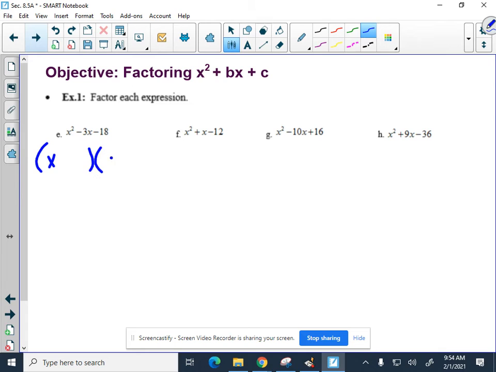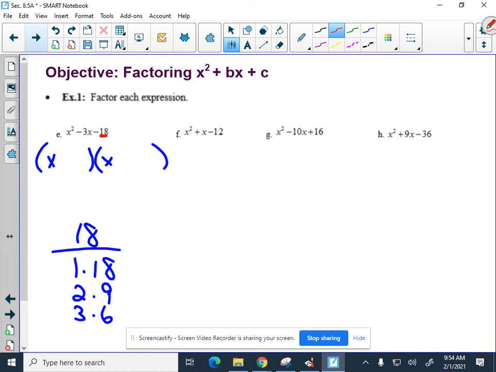X and x is still x squared. They still have to multiply to 18. So we're going to start there. 1 times 18, 2 times 9, 3 times 6, and that's it. Now, remember to read backwards. They multiply to 18. But if you look at this, they now have to subtract. And when you subtract them, you get a negative 3.